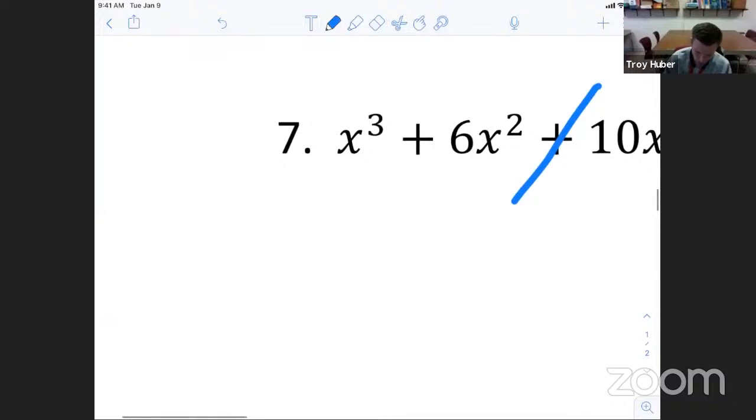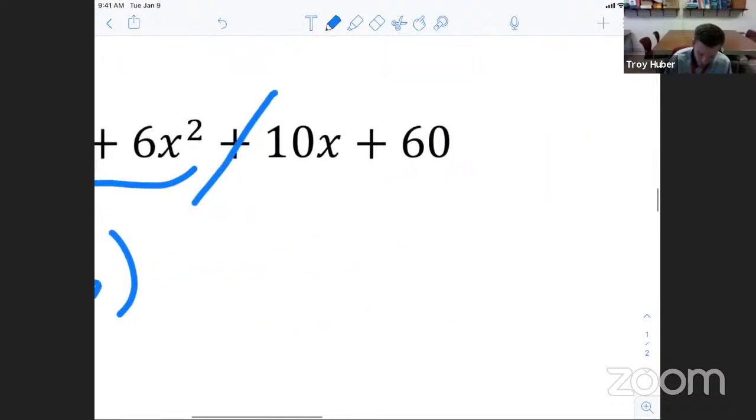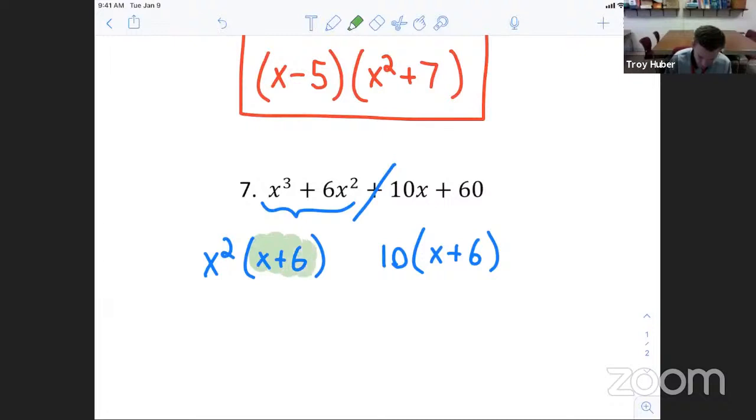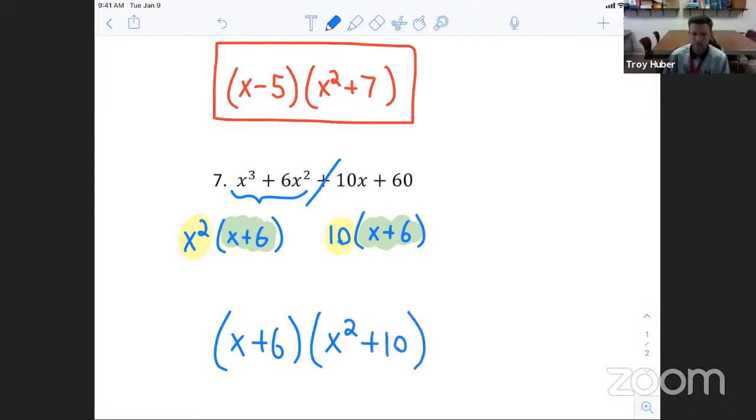All right, I'm going to look here. What could I take out of both of these first 2 terms? I'm going to pull out an x squared so that this is x plus 6. And then in this second one, I'm going to pull out a 10. So then I have x plus 6. All right, notice that these are the same. So I'm going to write that in my answer, x plus 6. And now I'm going to take my 2 things that I factored out, x squared plus 10.